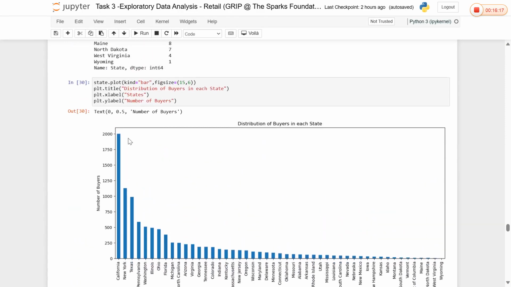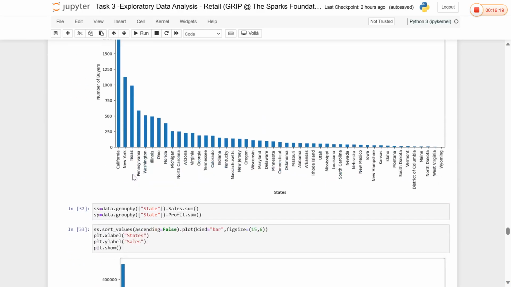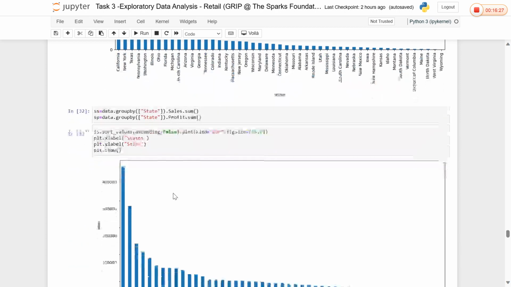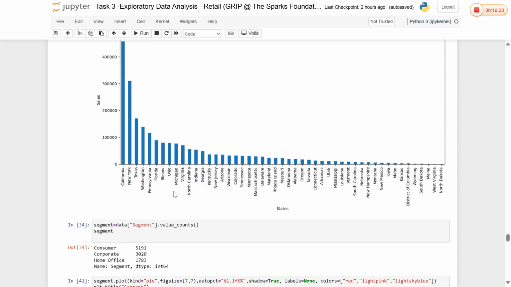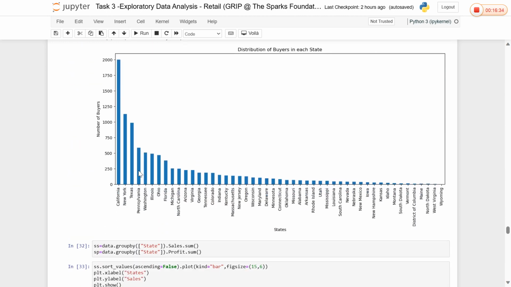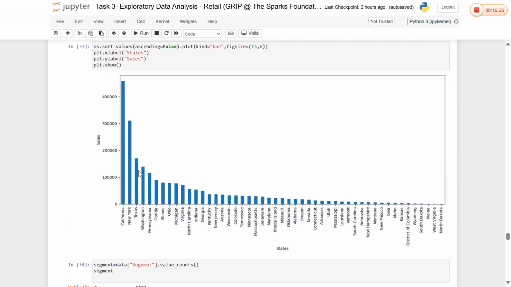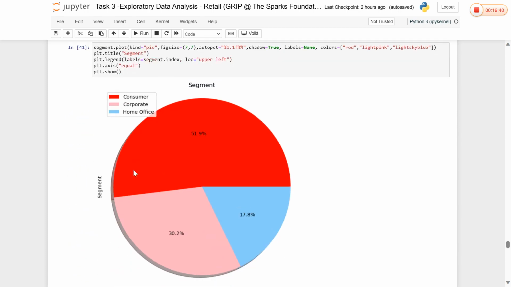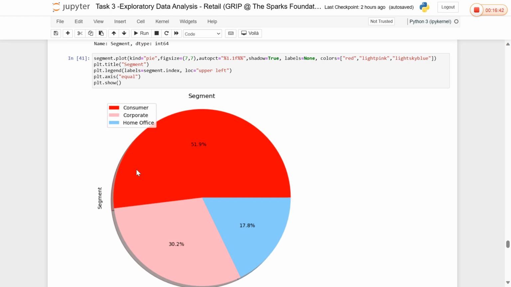Now see how it is distributed. The maximum state-wise analysis: buyers are mostly from California, next New York, next Texas. Also here, the maximum sales come from California, which also has the maximum buyers. See the segment found here, the consumers more.